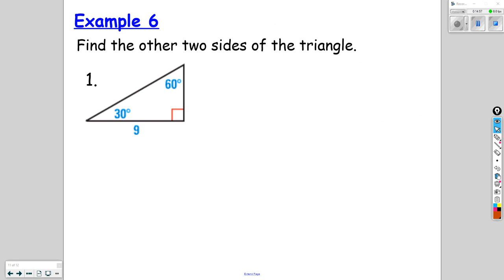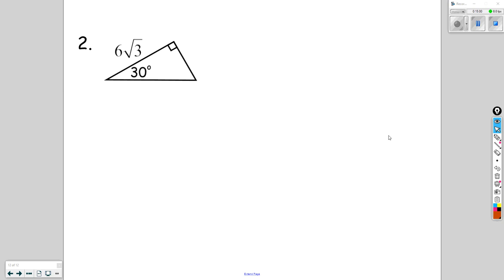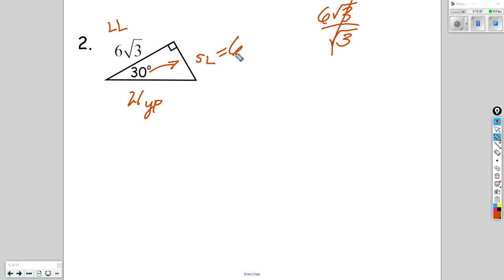All right, let me clear the board. All right, last example here. We have the long leg that we're starting with. We know that this is the long leg because opposite that 30-degree angle is the short leg. Right? Opposite the 60-degree angle is the long leg. Opposite the 90-degree angle is the hypotenuse. All right, so we're dividing by root 3 to get the short leg. 6 times the square root of 3 divided by the square root of 3, that's just 6. And then once we have the short leg, let's multiply by 2 to get the hypotenuse, which would be 12.